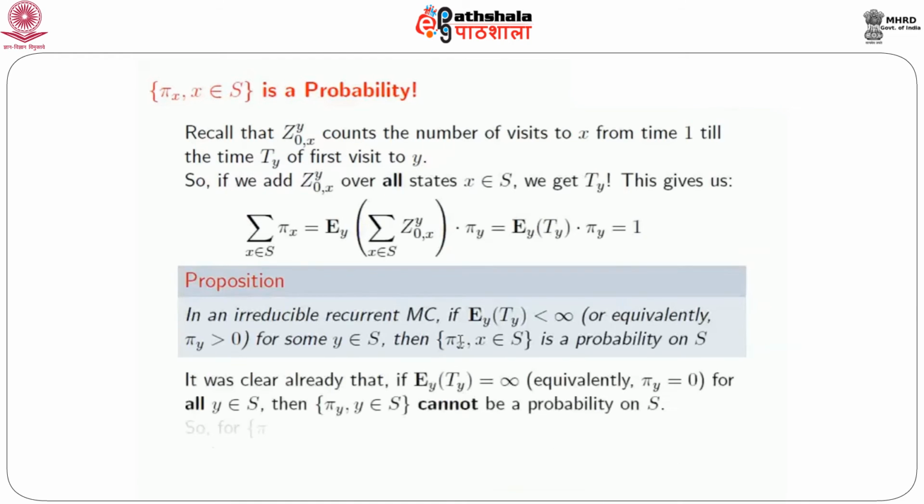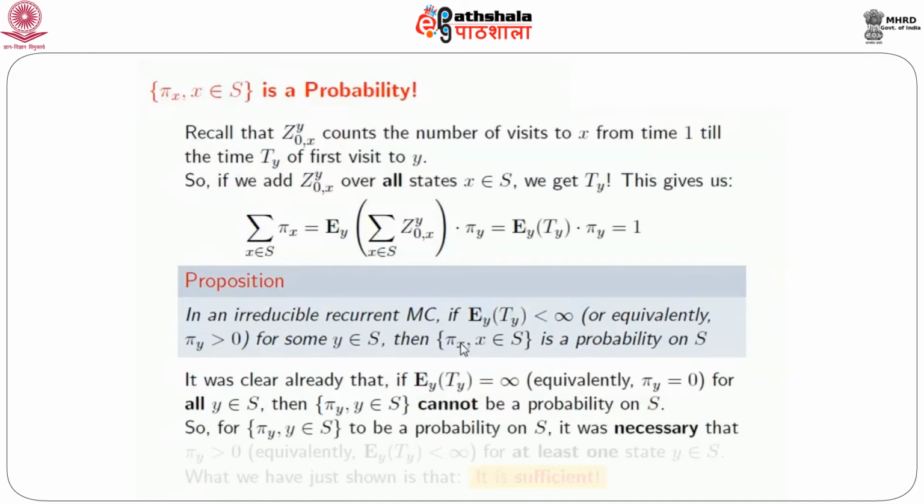Now, it was clear already that if ey ty is infinity, equivalently pi y is 0, and suppose that is the case for all y in S, then we knew that pi y on S cannot be a probability on S, because all of these numbers are 0. So we already observed that for this set of numbers pi y, varying through S, to be a probability on S, it was absolutely necessary that pi y must be positive for at least one state y in S. Pi y positive is equivalent to ey ty being finite.